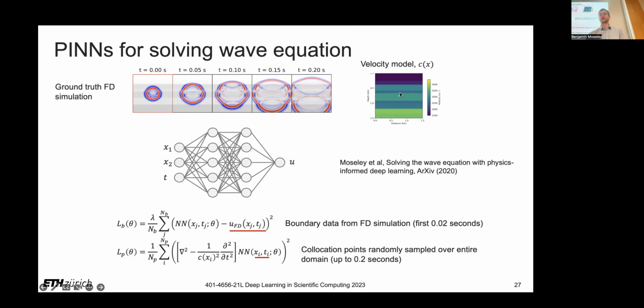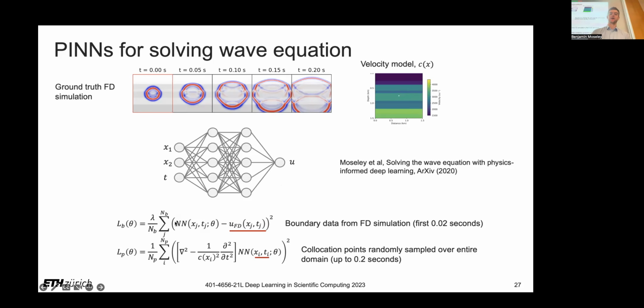And you can see as the wave propagates outwards, it starts reflecting when it meets a contrast in the velocity, and it also starts to get squashed and expanded depending on the velocity it's currently in. So you get quite a lot of complex physics that happens in this system. The network is just given two input coordinates, x and y, or x1, x2, and then the time here. And then the output is the displacement. So this is the wave field itself.